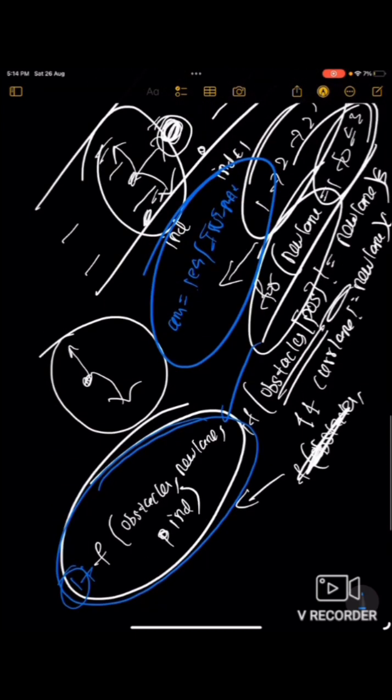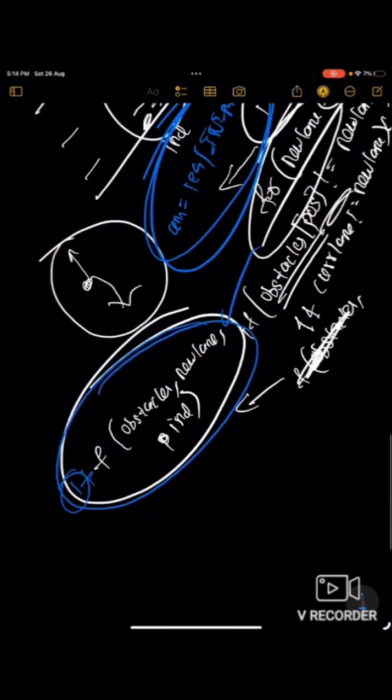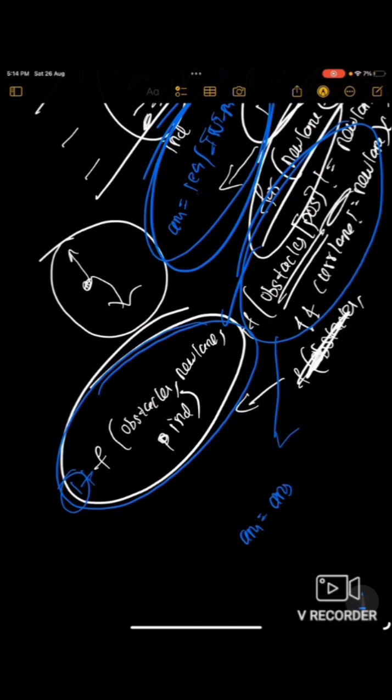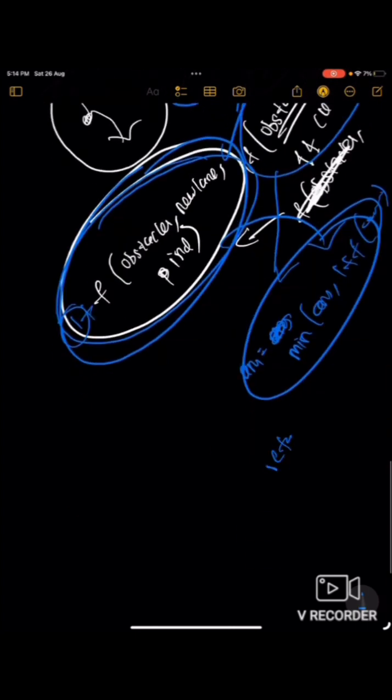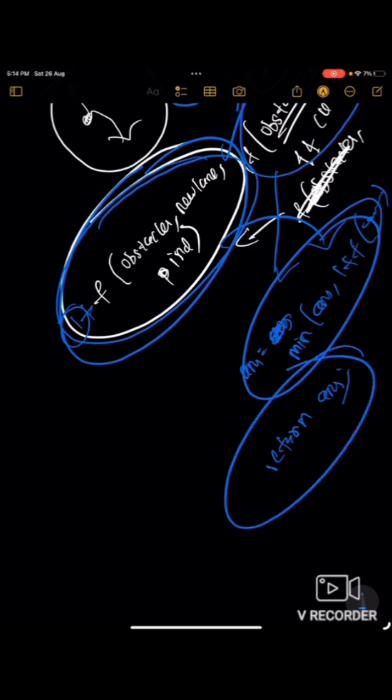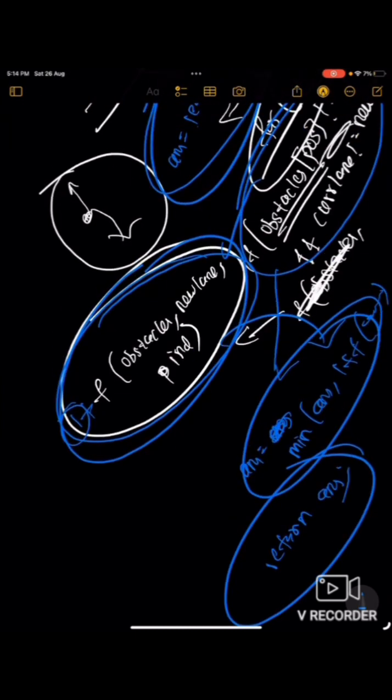Yeah. So just initialize the answer to a maximum value, and whenever you find a valid case, what you need to do is simply minimize the answer. Answer is equal to minimum of answer comma this entire function call, right? 1 plus f of obstacles, new lane and the index, right? So at the end you will be returning your answer. Simple logic.